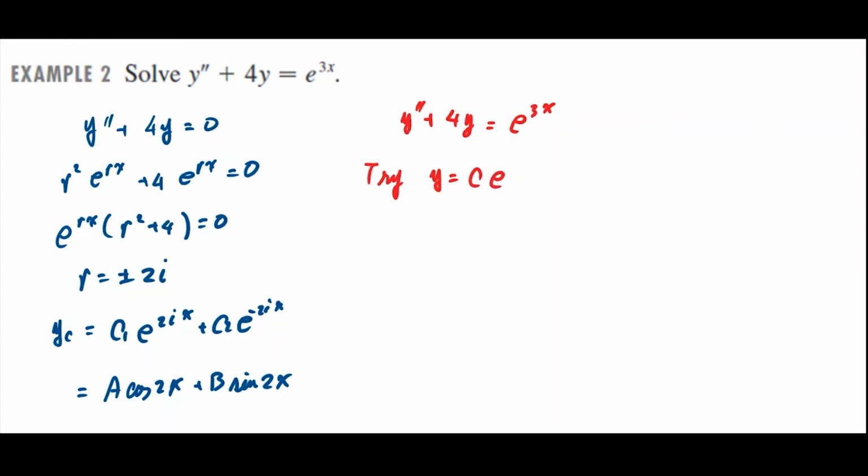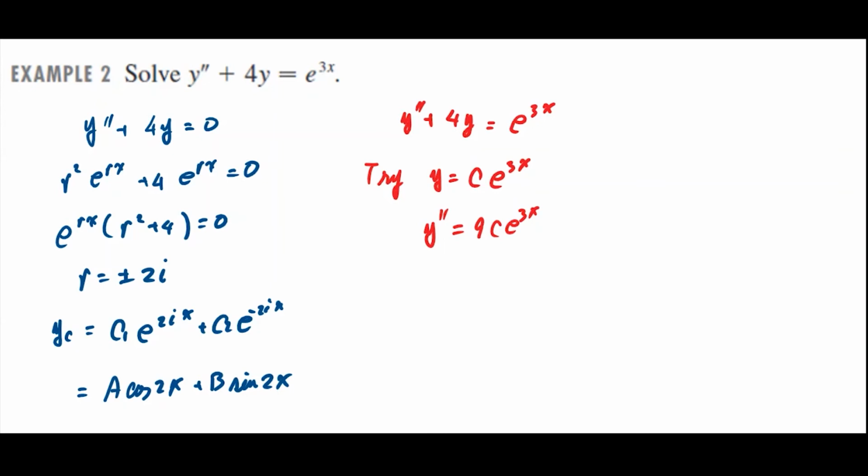c, times e to the 3x as that. Now that's believable because if I differentiate e to the 3x, I will still get e to the 3x, 3 times e to the 3x, therefore some constant. You know what I'm saying? Okay, then y double prime will be 9 times c e to the 3x. Good.